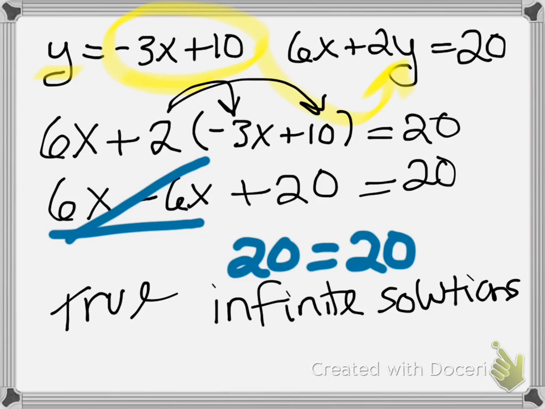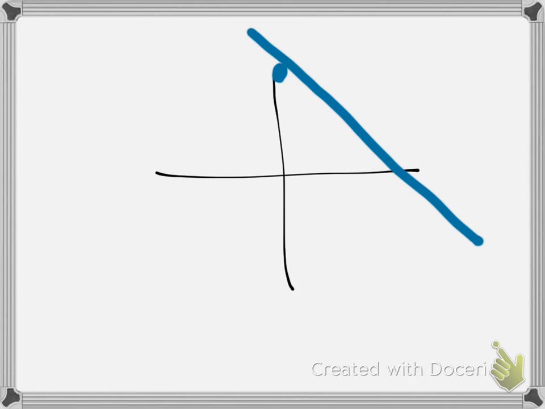So when that situation happens, your two lines would be exactly the same line. So if you were graphing this, we would have negative 3x plus 10. So we'll just sort of eyeball this. And the second line is exactly the same. So if they're entirely overlapping, all of those points along this line are solutions to both equations, meaning that they make both equations true at the same time.